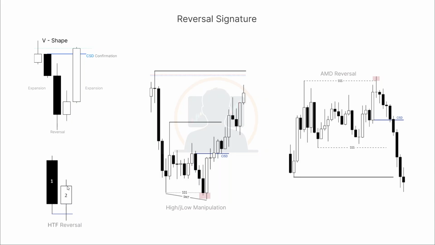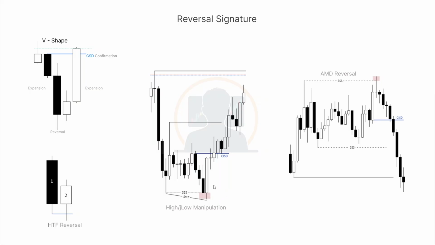How can we confirm this reversal? We can confirm a reversal with an SMT. We need an SMT divergence between two correlated assets, where one asset trades into a key level and the other asset failed to reach that level.